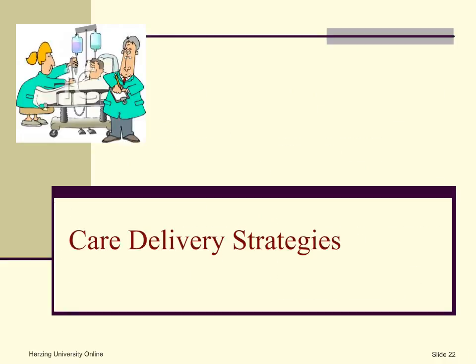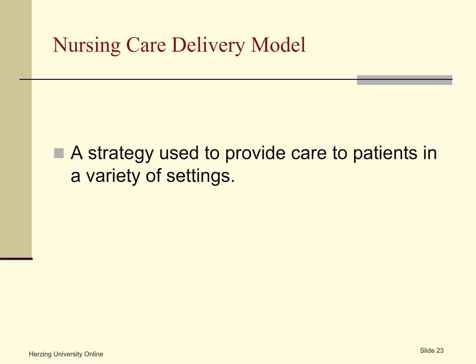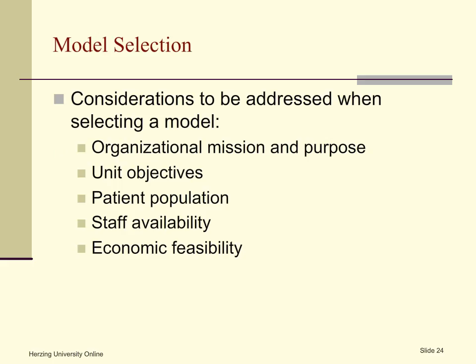Our next topic for this part of the lecture today is to discuss care delivery strategies. A nursing care delivery model can be defined this way. It is a strategy used to provide care to patients in a variety of settings. Several considerations must be made when selecting a model. For example, you might want to provide primary nursing, but the availability of staff and economics of it are prohibitive. Each of these factors influences the decisions about delivering care.